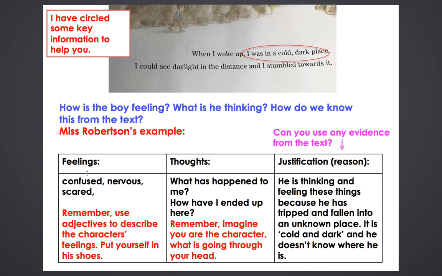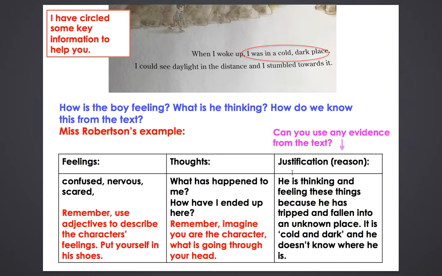Okay, so in the feelings box you're writing adjectives to describe the character's feelings, just adjectives in the feelings box. Then in the thoughts box you're going to put yourself in the character's shoes, so that boy's shoes. So you're going to think what would be going through your head at that moment. So I've put, what has happened to me? How have I ended up here? Okay, in this cold, dark place.